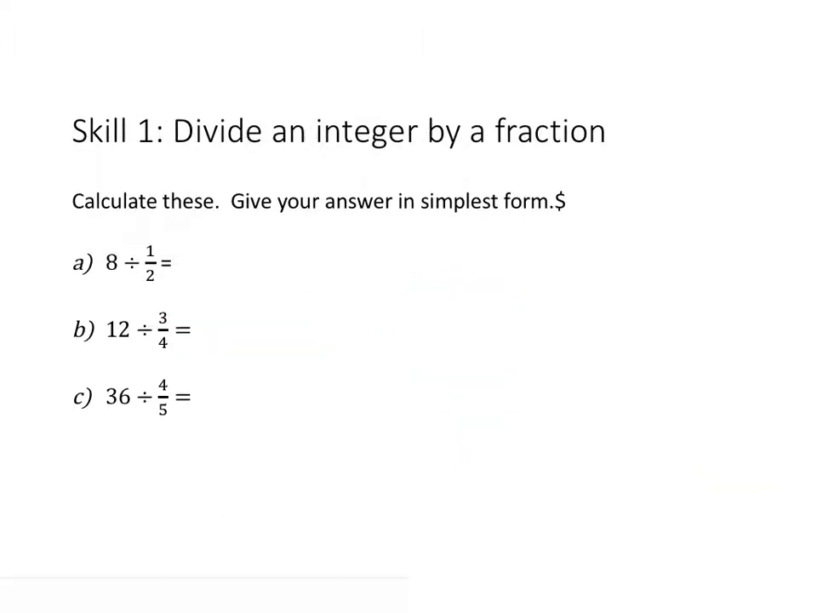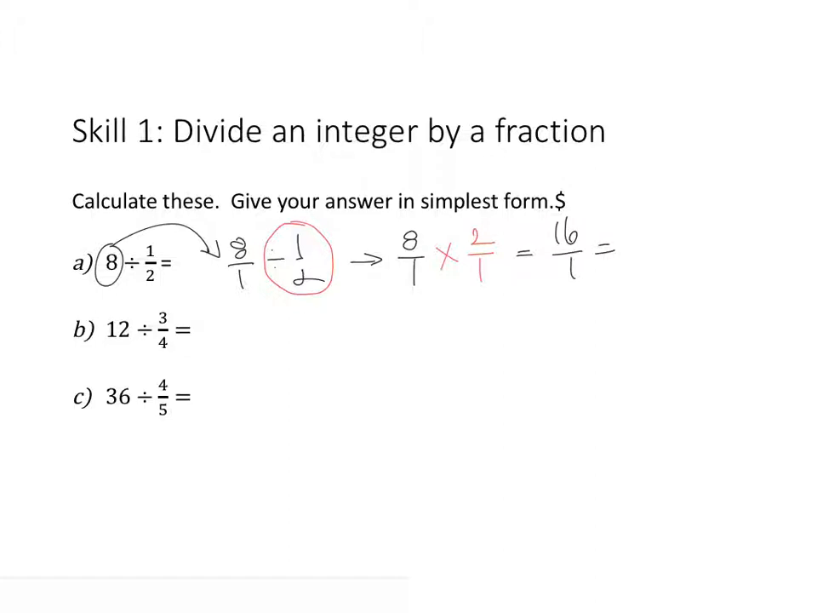So now we're going to learn how to divide an integer by a fraction. So I'll do the first one as an example. 8 is the same thing as saying 8/1. We're dividing it by 1/2. We can't do this. So what we actually have to do is find the reciprocal of 1/2. So this becomes 8/1, and instead of dividing, we're going to multiply by its reciprocal, 2/1. So 8/1 times 2/1 is 16/1, which just makes 16. So every time you need to find the reciprocal and multiply it.